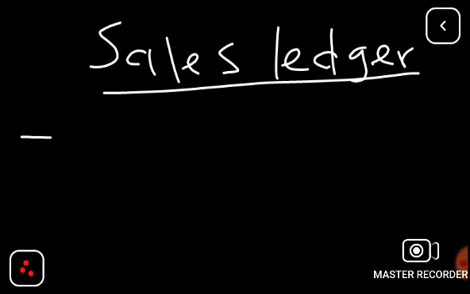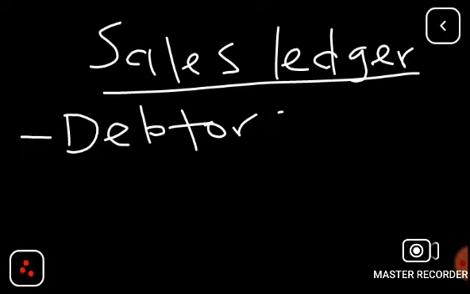Hi, today we shall be looking at the sales ledger because in the last video we were looking at the sales account, so we have to continue with the ledgers, and this time around we'll be looking at the sales ledger. Now, one thing that you must know about the sales ledger is that it is a book that shows us how much our debtors or customers are owing us. So, the people that owe us money are called debtors.